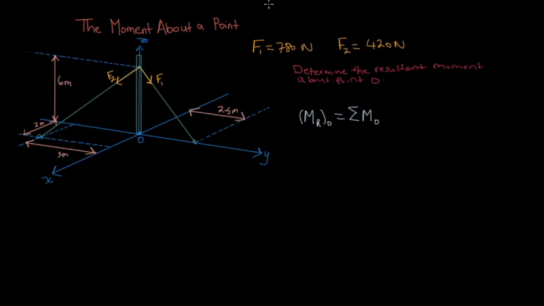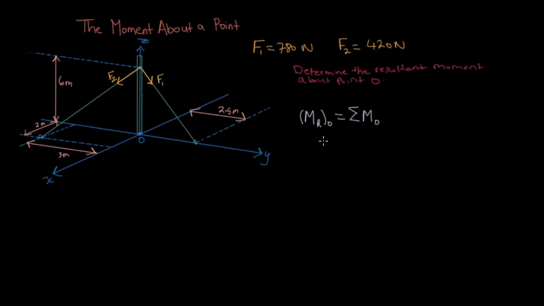In this video, we're going to talk about how to calculate the moment about a point in a three-dimensional setting. What we have here is a pole, and attached to the pole are these two ropes that are exerting a force on it, F1 and F2. F1 is 780 newtons, and F2 is 420 newtons. And we're asked to determine the resultant moment about point O.